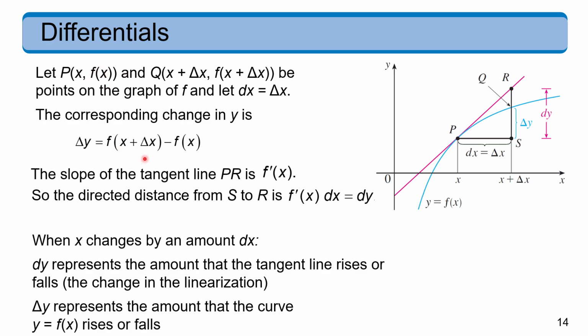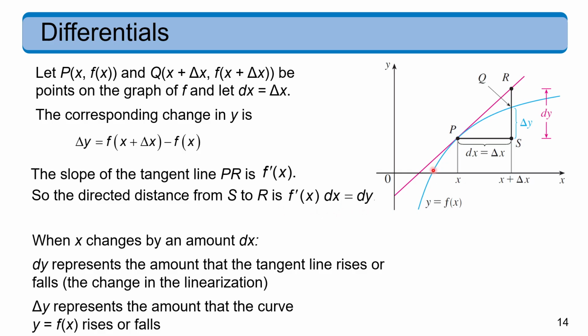So delta y again is the exact change in these function values when you move from this x value to this other x value. Now we're going to consider the tangent line. So we know for sure that the slope of that tangent line is represented by f prime of x, right? Because x is the point where it's tangent.